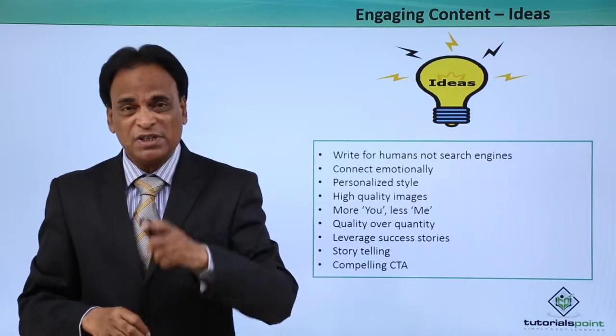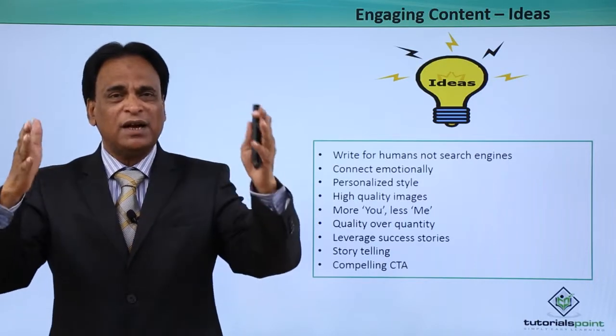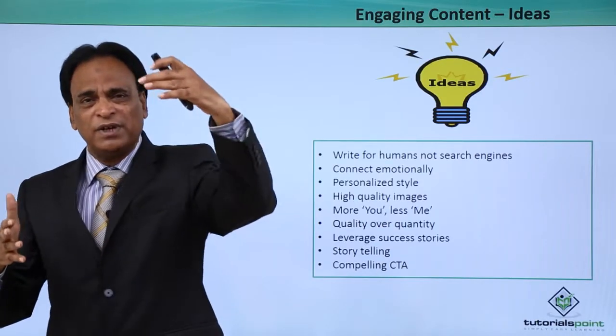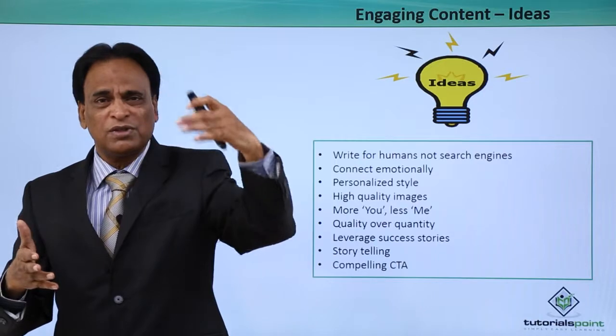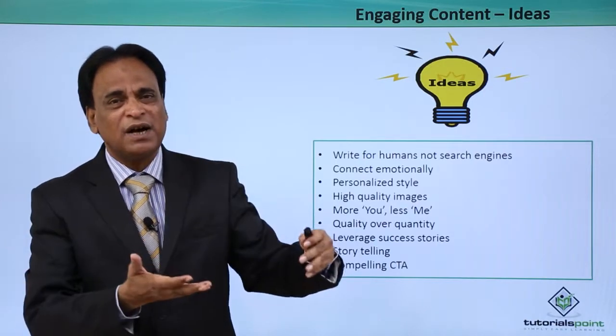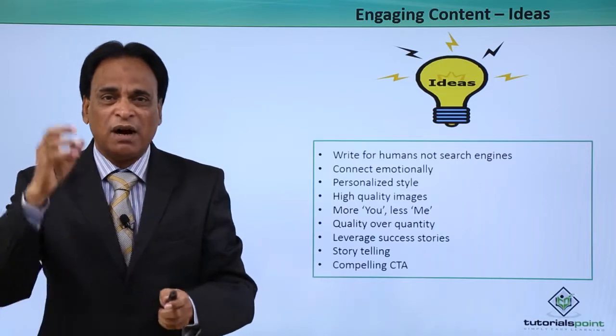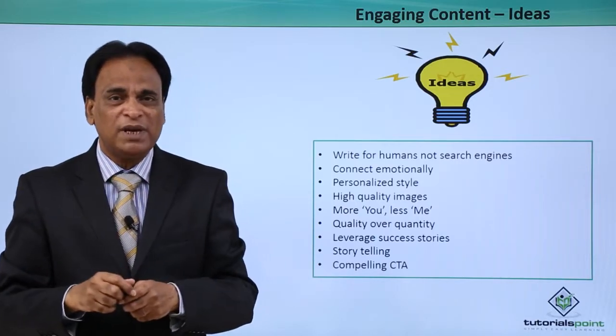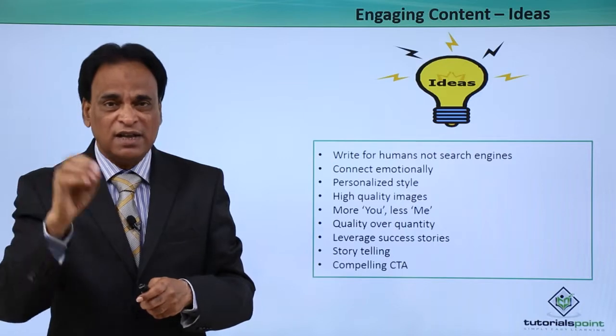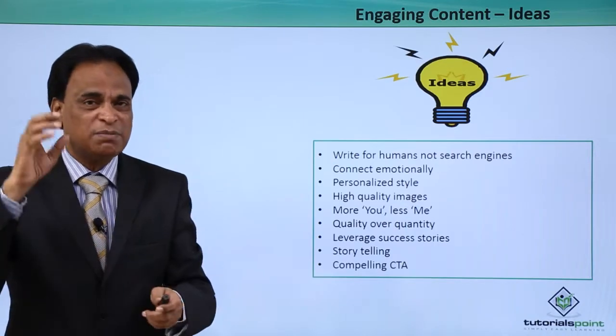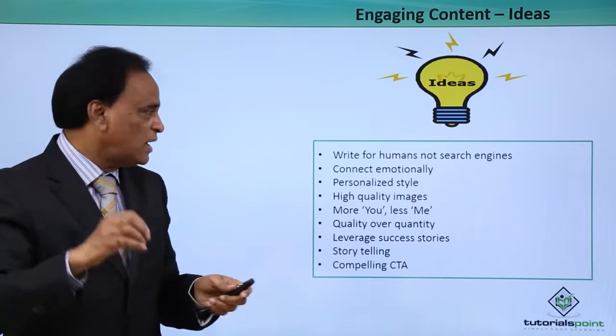High quality images play a very important role. When you write content, the content say about 1500 words, 2000 words or 2500 words, in between the content, publish high quality images. Images that are completely optimized with alt tags, size reduced, but high quality images play a very important role in the content.